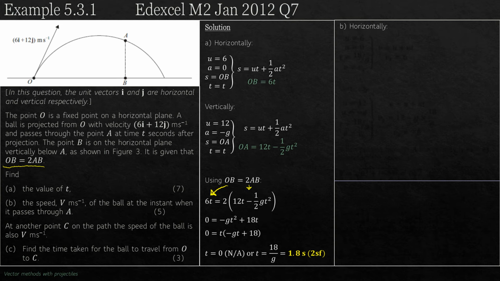Again, I'm going to work horizontally first. I could work vertically first. It makes no difference. So working horizontally, the journey from O to A, u is 6 as it was before. Acceleration is 0 as it was before. Now we know how long this journey takes. And we want to know the final velocity, which I've called Vx, because it's going to be different to the final vertical velocity. So I'm giving them different names.